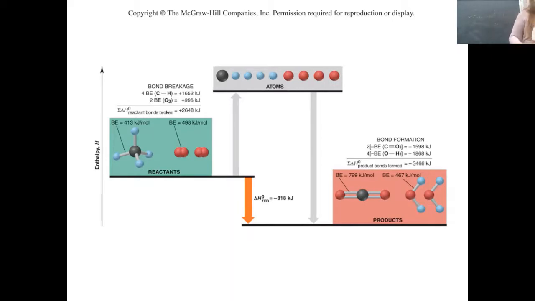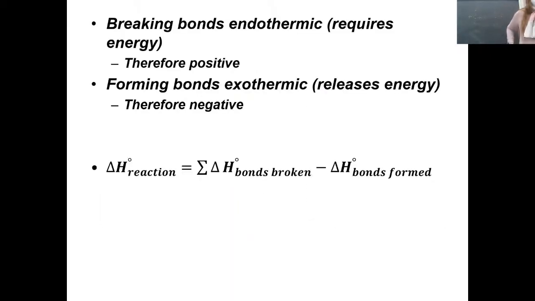All right, so I haven't said it enough. Breaking bonds is endothermic and therefore positive. It requires energy to break a bond, even an ATP triphosphate bond. Forming bonds is exothermic and releases energy, and therefore it is negative.